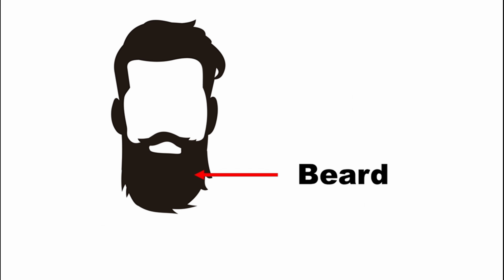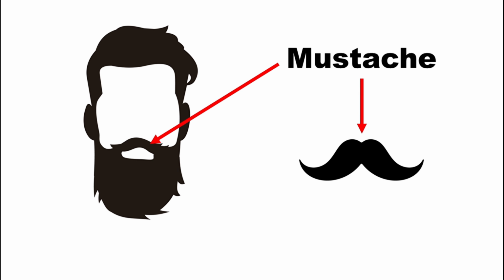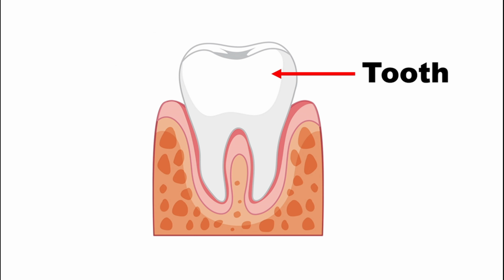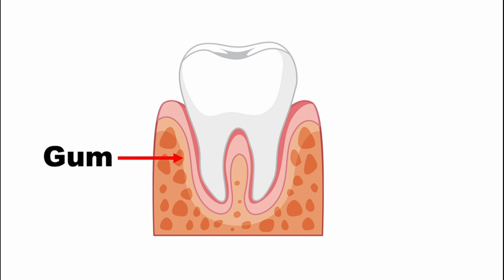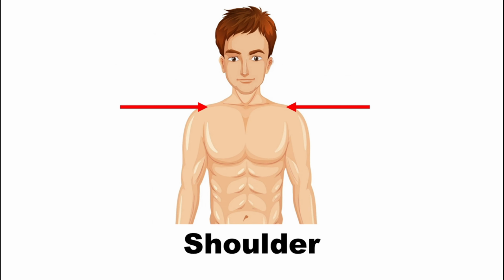Beard. Mustache. Tooth. Gum. Now let's move to the upper body.